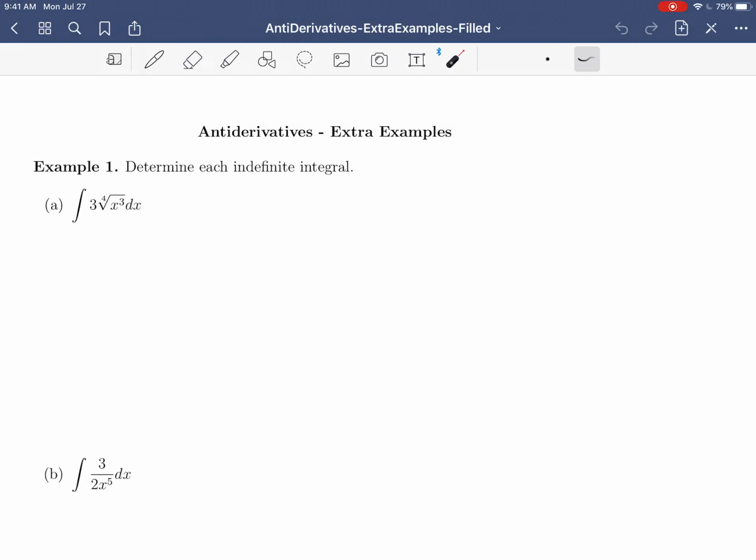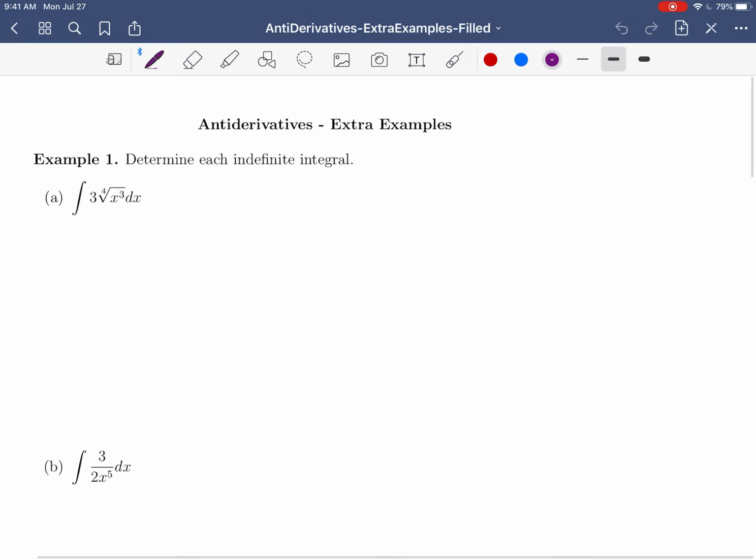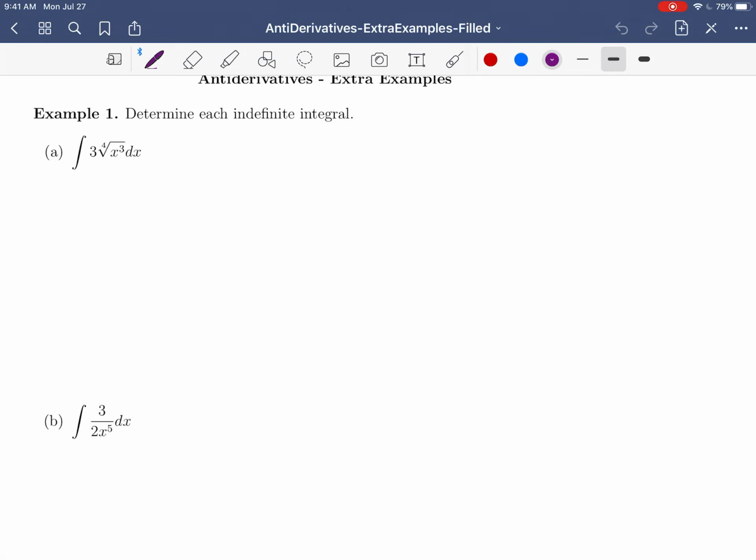In this video, we're going to do some extra examples computing antiderivatives or indefinite integrals. So let's start with this first one here. We have the indefinite integral of 3 times the fourth root of x cubed, with x as our variable. So I'm going to begin by rewriting this.